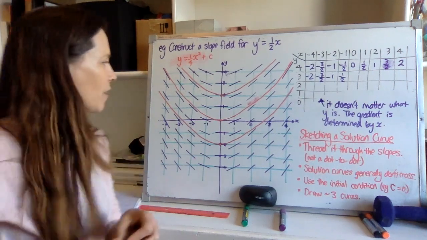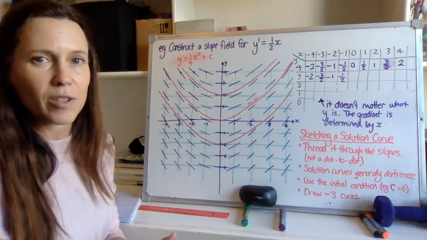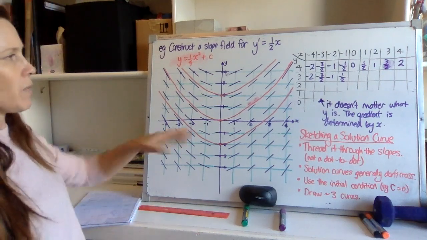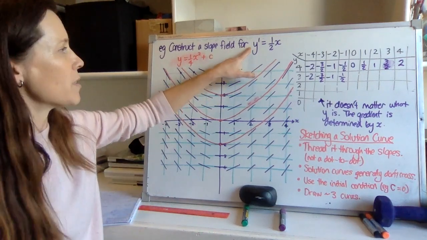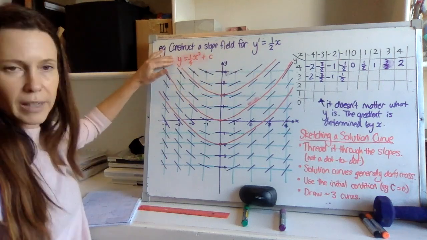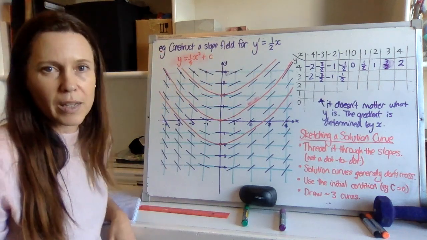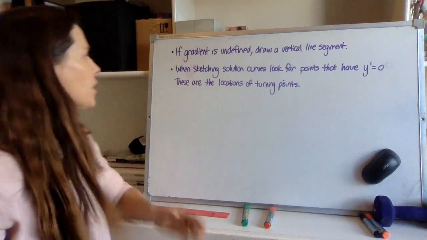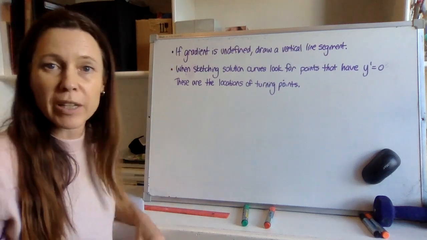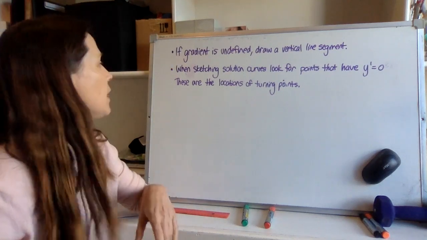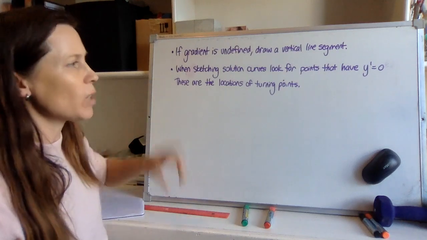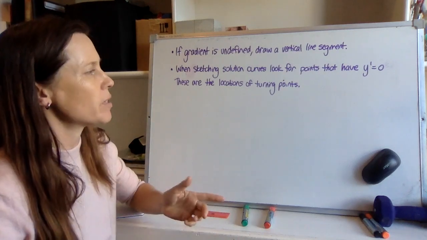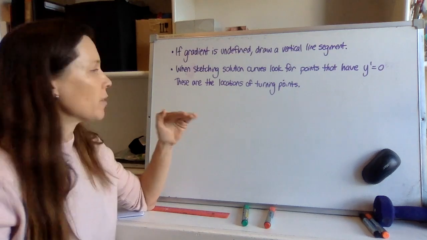They're kind of fun to draw, a little bit tedious and time consuming, but we're effectively just solving this differential equation by drawing all of the solution curves there could be. And a couple of other points to get down. If the gradient is undefined, I think draw a vertical line segment. And when sketching your solution curves, look out for those points where the gradient is equal to 0, because obviously these are going to be the location of your turning points.